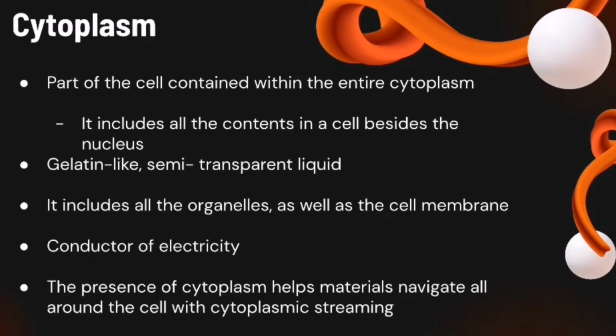The presence of cytoplasm helps materials navigate all around the cell with cytoplasmic streaming. Cytoplasmic streaming is actually related to the cytoskeleton as well. So it helps the cell move around and helps materials inside the cell move around as well. Let's say, for instance, the lysosomes need to move around a little. Well, the cytoplasm will move and shift, because it's this semi-transparent, gelatin-like liquid, so it can definitely move around.